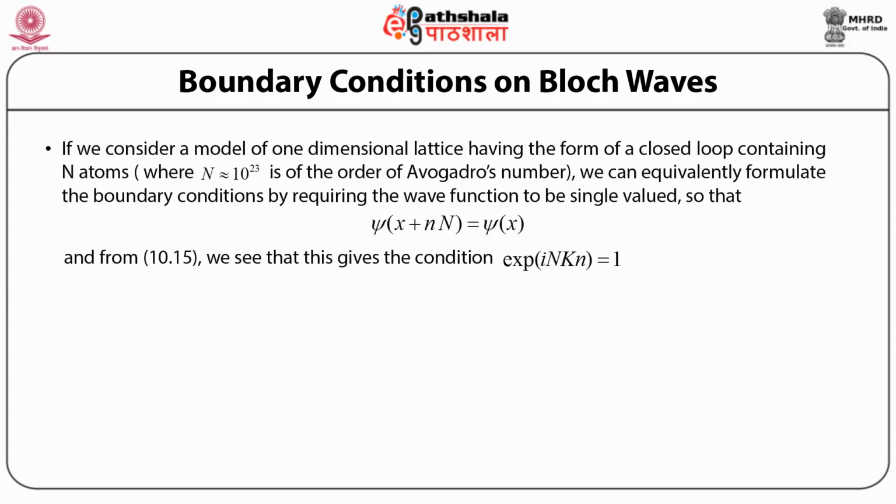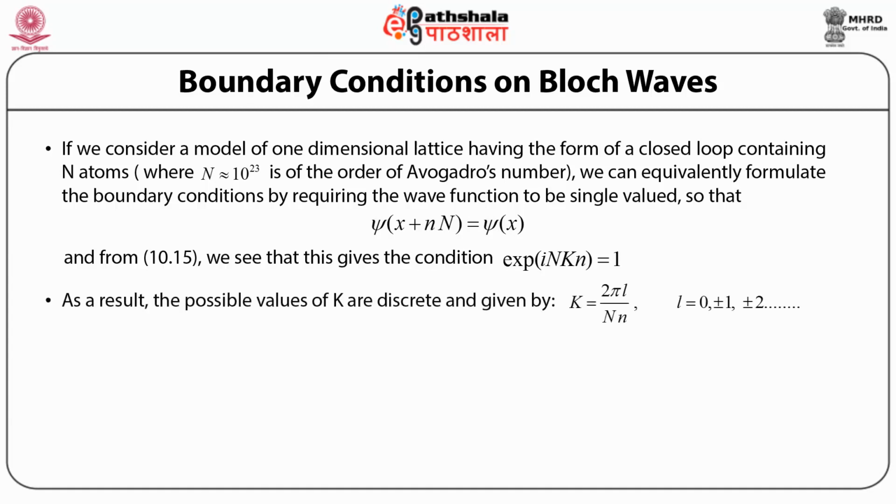If we consider a model of a one-dimensional lattice having the form of a closed loop containing N atoms, where N is of the order of 10 raised to the power 23, or I may regard it as Avogadro's number, we can equivalently formulate the boundary conditions by requiring the wave function to be single valued, so that psi of x plus small n times capital N is equal to psi of x. And from equation 15, we see that this gives the condition exponent of iota times capital N into k into small n is equal to 1.